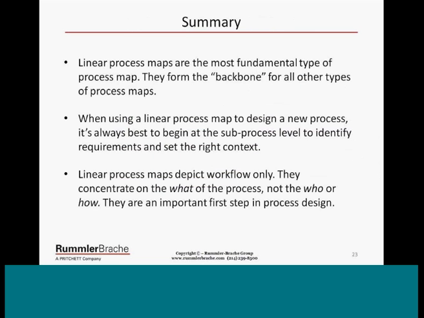So, in summary, linear process maps are really the most fundamental type of process map. They form the backbone for all the other types of map. When we're using a linear process map, we always want to start at the sub-process level and identify requirements before we begin mapping things out. So we recommend that you always get that context before you dive down into the details. And finally, they only depict workflow. They concentrate on the what of the process, not the who or how. So they're a precursor to more detailed information.